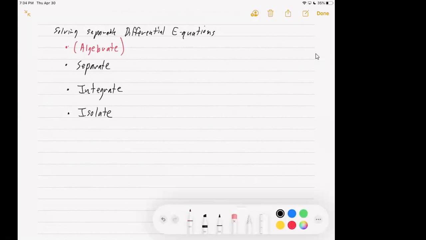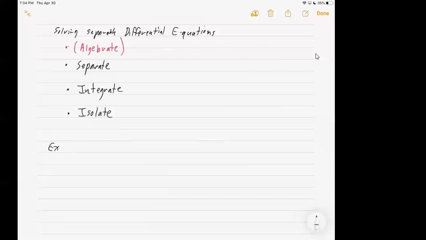All right, so let's start with example 1, which will be a pretty easy example. Let's start with dy/dx equals 2x. Okay, so if we had that, we're ready to separate it. I'm going to write that dy is equal to 2x dx, right?